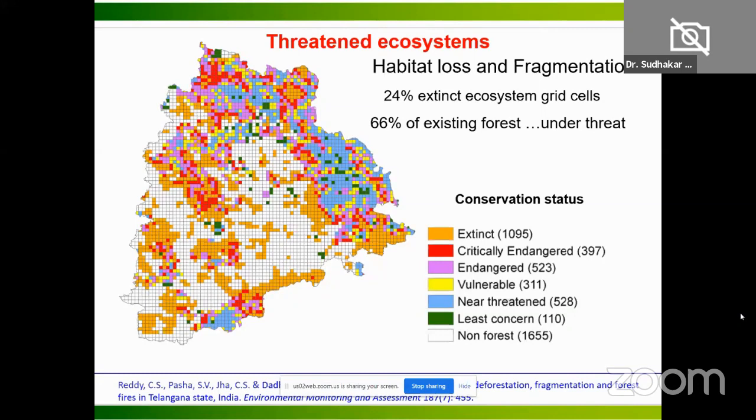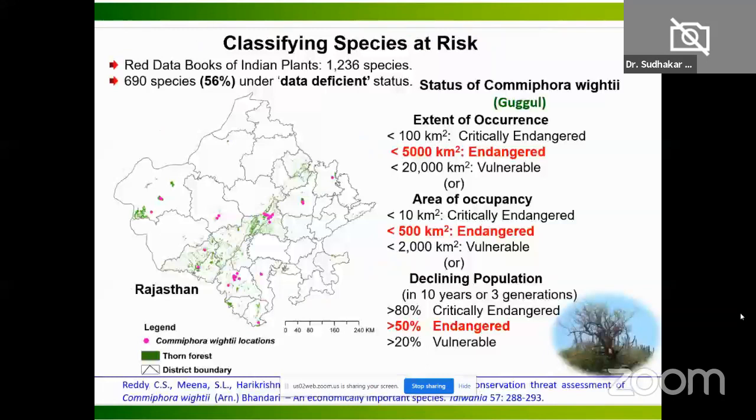So this kind of map is helpful to the state forest department to identify the areas which are under risk. Once you protect the ecosystems which are under risk, it directly helps biodiversity protection. Not only for identifying the ecosystems under threat, we can also identify the species under threat.